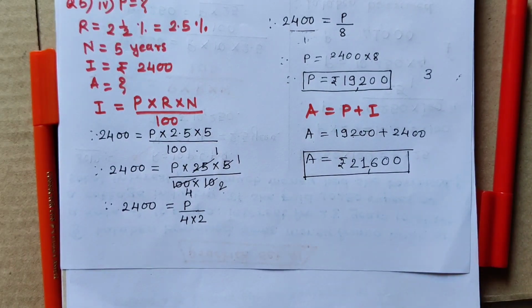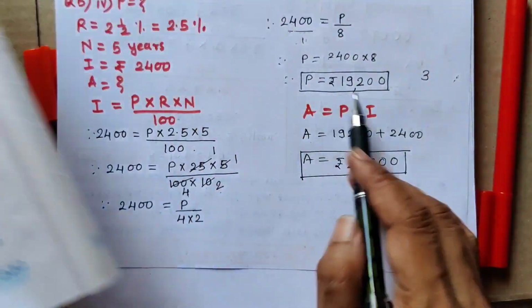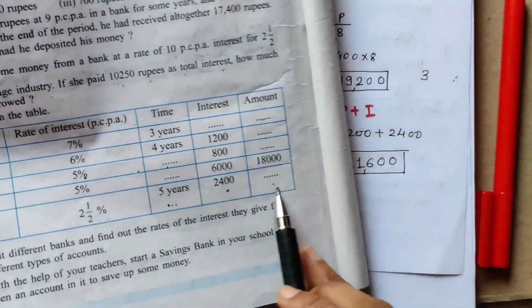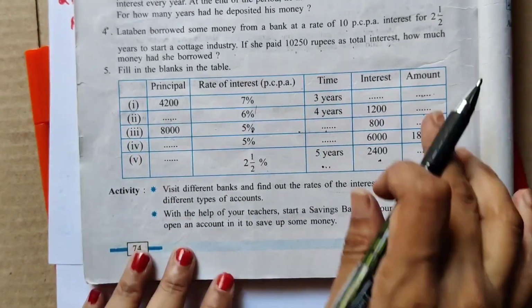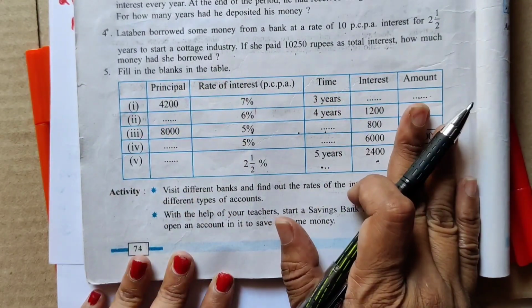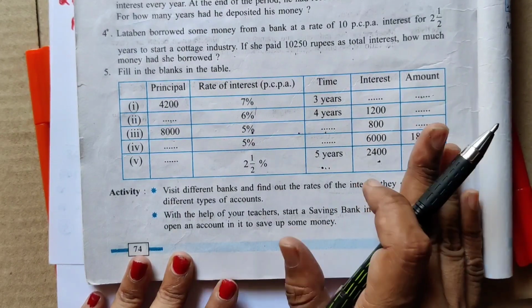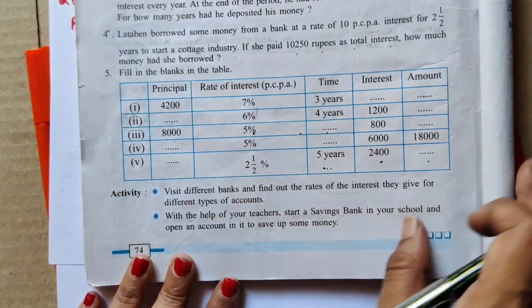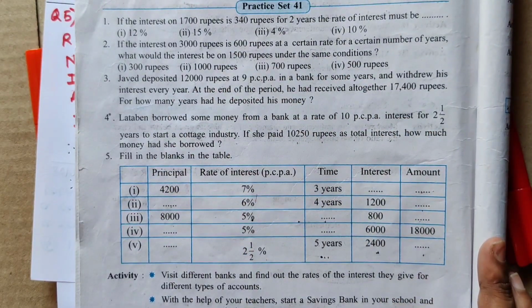In this way you can fill the boxes here. Principal we have got 19,200 rupees, and amount we have got 21,600 rupees. See children, this table you can draw in the end after solving all 5 sums. Draw the table in the end, and after that you can fill in the blanks. So in this way all the sums from practice set 41 we have solved in this video.